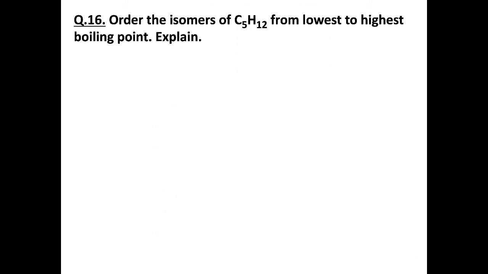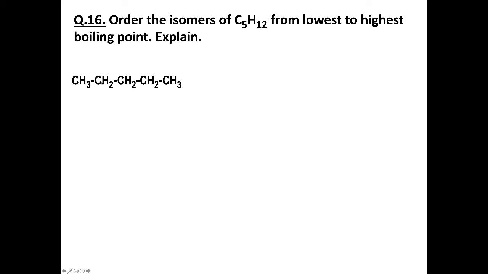Okay, and the very last one, we have 3 isomers of C5H12 that we're going to order from lowest to highest boiling point with an explanation. And first of all, what do we mean by isomers of C5H12? Well, if we have 5 carbons, an appropriate number of hydrogens, one thing that could happen is all 5 carbons could be kind of just in a row.